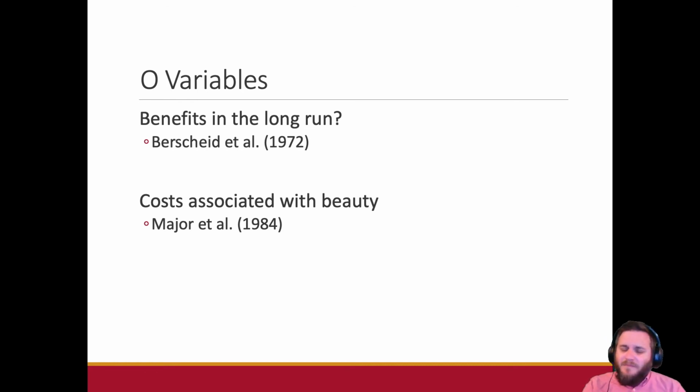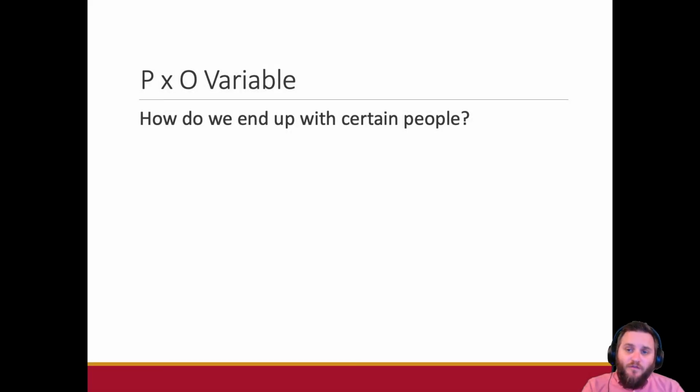And beauty may inspire envy and hostility. P by O variables. So, what brings us together? What's the interaction of you and another? So, is it birds of a feather or opposites attract? It depends. It really depends.